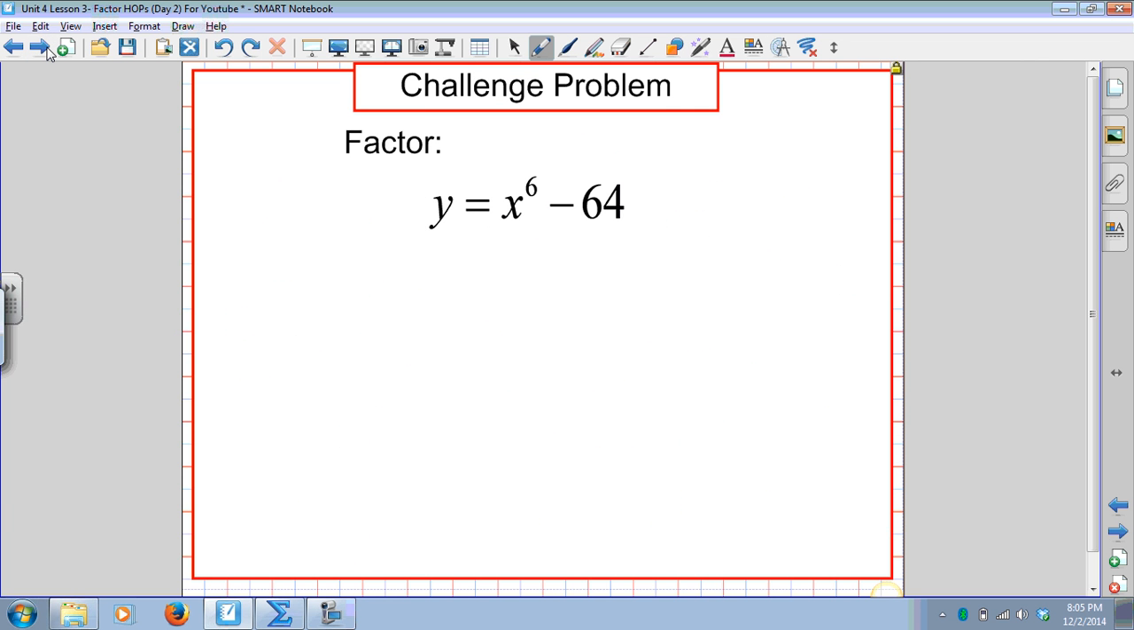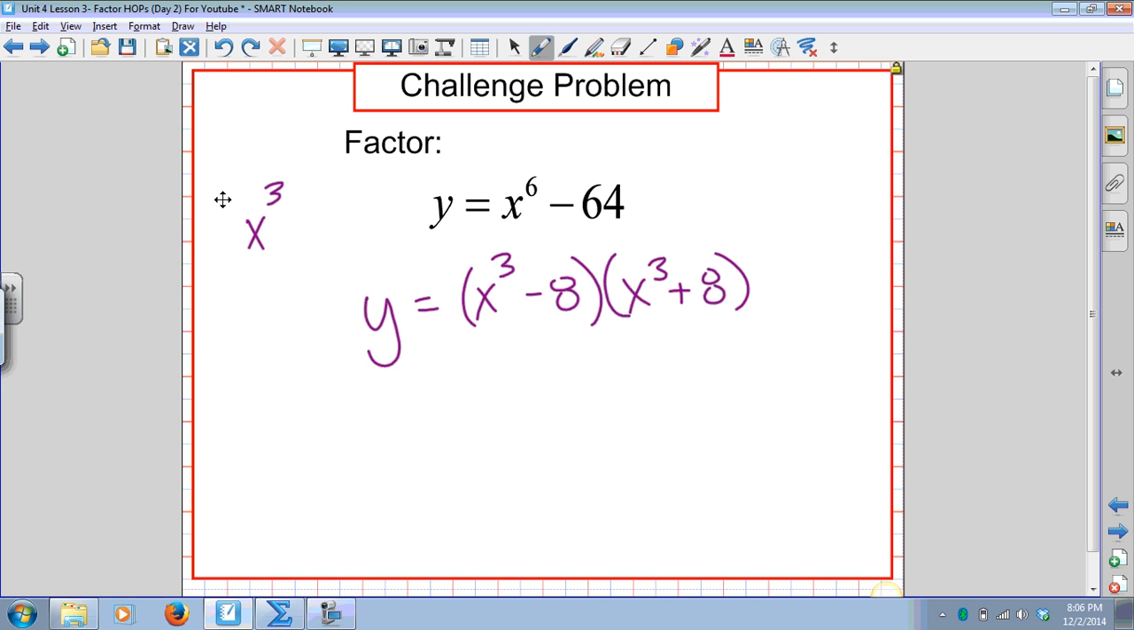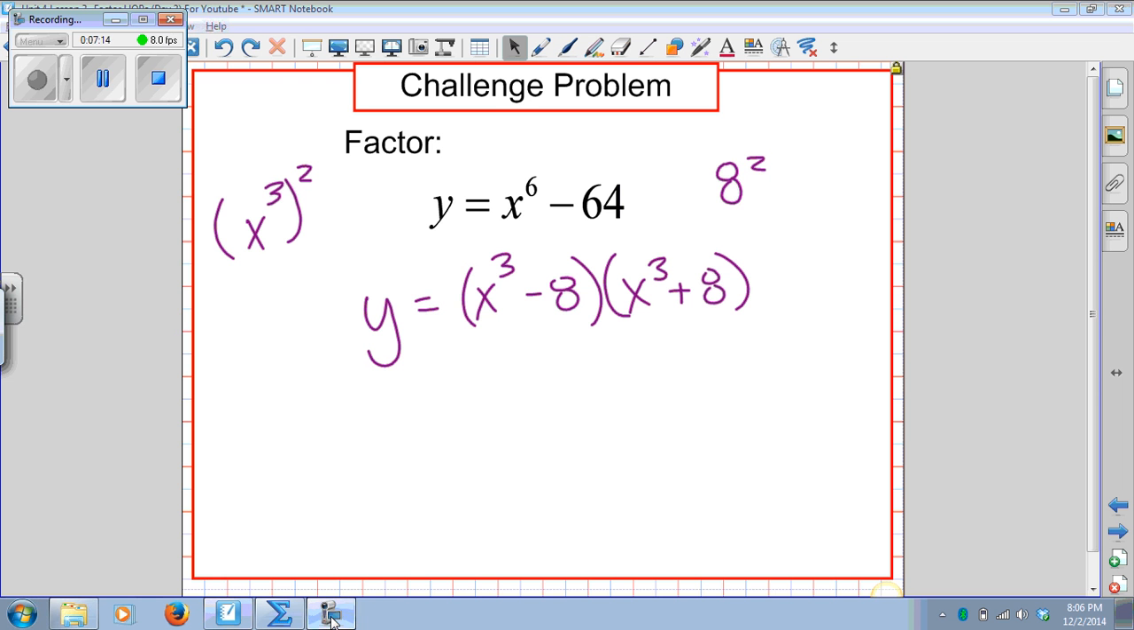All right, so here's a challenge problem. I want you to pause the video and see how far you can get from this. It is all sorts of fun. All right, I did the first step for you. See if that makes sense to you. This is a difference of squares. We don't normally think of x to the sixth as a perfect square, but x to the sixth is x cubed squared. And 64 is obviously 8 squared. All right, pause the video now and see if you can get any further.